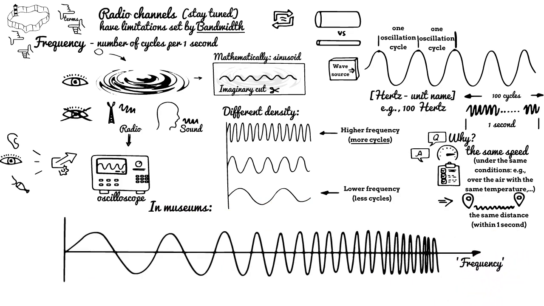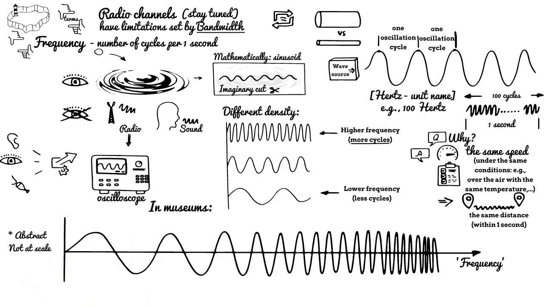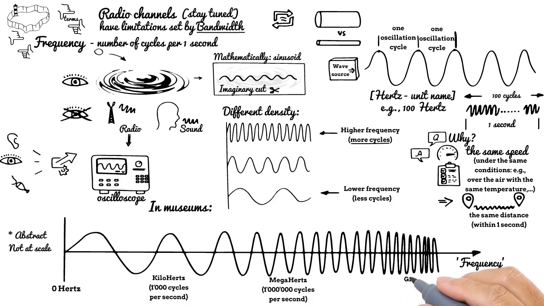they made a kind of side-by-side abstract relative comparison by cycle density, not showing actual sinusoids or even at a proper scale though. Frequencies range from 0 Hz through kilohertz, 1000 cycles per second, megahertz, million cycles per second, gigahertz, billion cycles per second. Now, interesting thing.